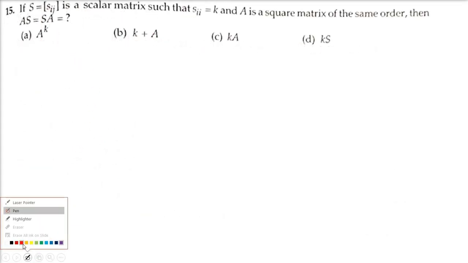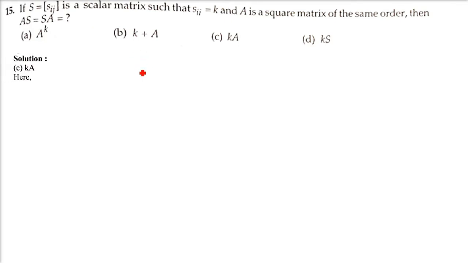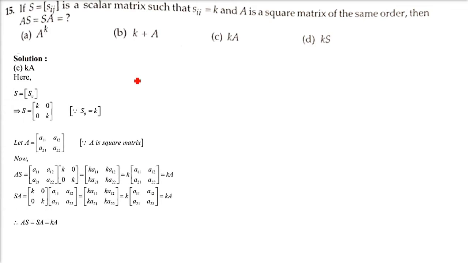Now we have Sij is a scalar matrix such that Sii is k, and A is a square matrix of the same order, then AS into SA equals what? See, scalar matrix is nothing but the identity matrix multiplied by a scalar value. I'll tell you a trick here.